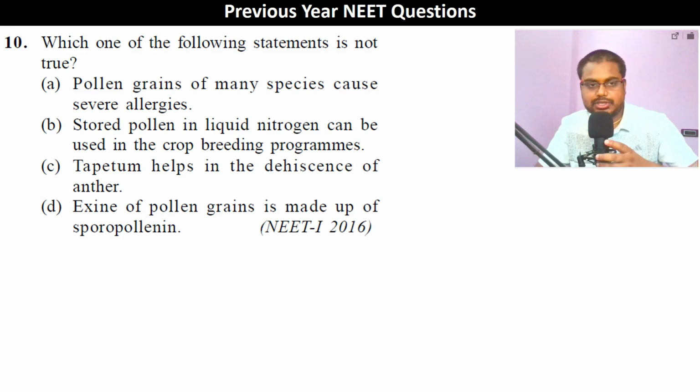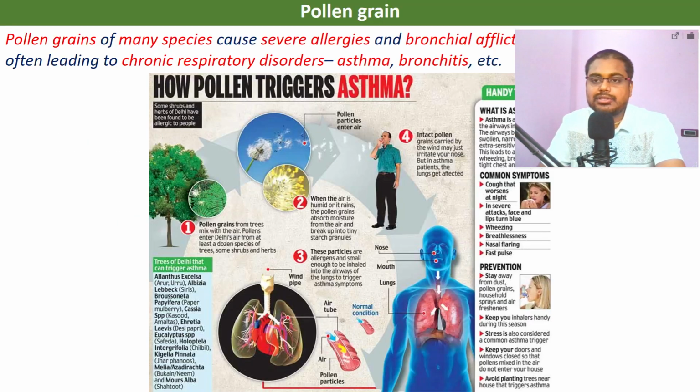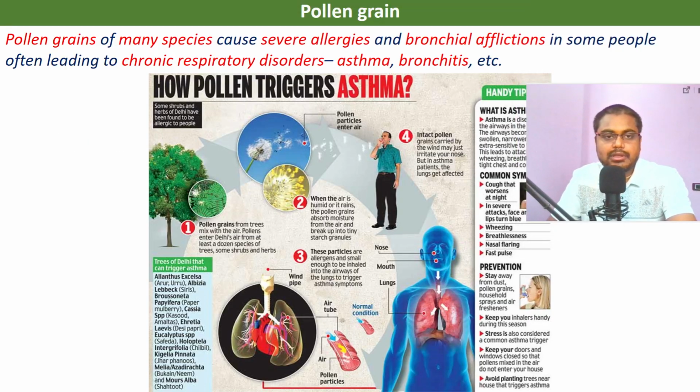Which one of the following statements is not true? Pollen grains of many species cause severe allergies. Now this is a true statement. This is the statement from NCERT that pollen grains of many species cause several allergies and bronchial afflictions in some people, often leading to chronic respiratory disorders, that is asthma and bronchitis. This is directly a statement from NCERT. So yes, it is true.